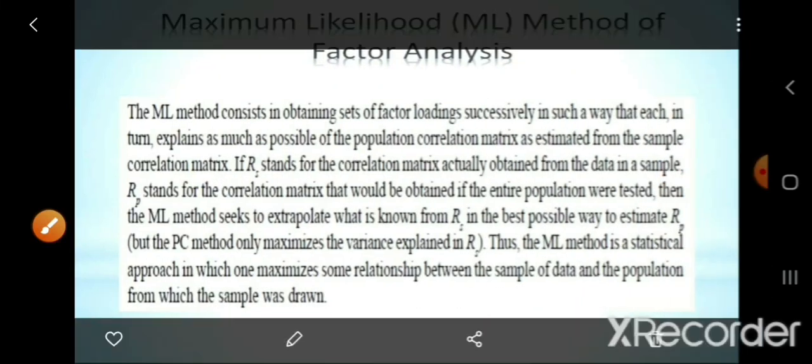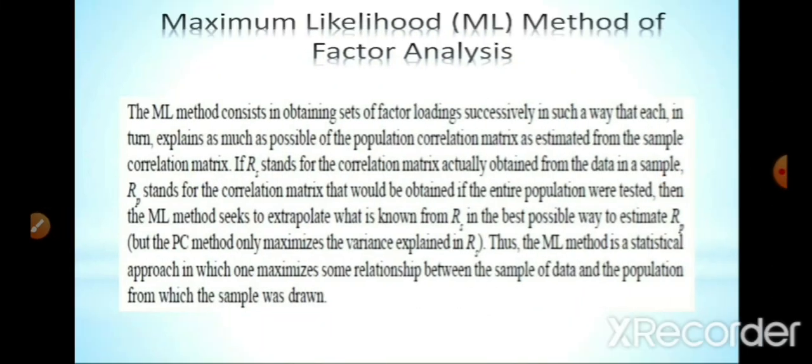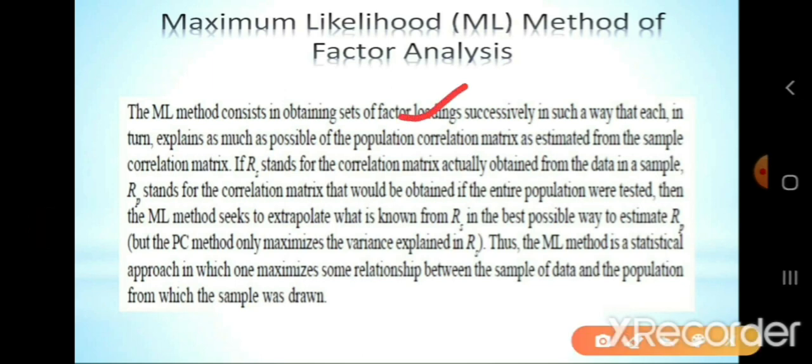The next method is called the maximum likelihood method of factor analysis. This method of factor analysis consists of obtaining the factor loadings in such a way that they explain as much as possible of the population that is estimated from the sample matrix.